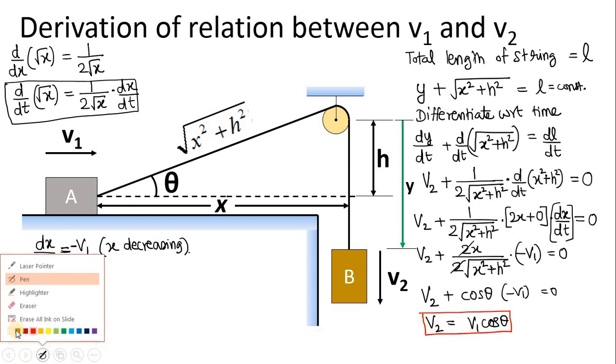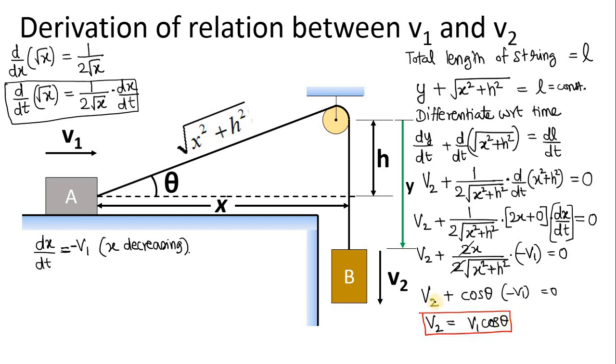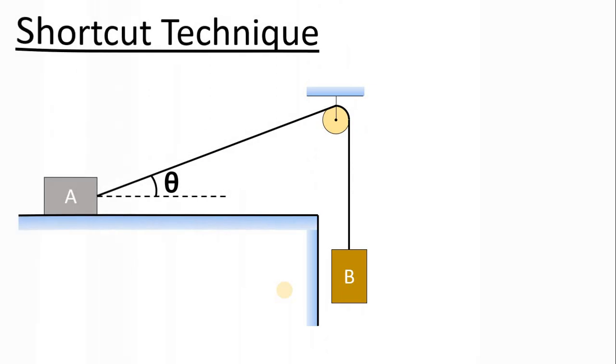It is advised that this formula should be remembered according to this figure. But now I am going to share with you a shortcut technique by which you can easily remember how we can derive the relation between v1 and v2 very quickly without going through this long process of differentiation. See, let us now talk about a shortcut technique. In this shortcut technique, first of all, let us indicate in the figure the velocities of the blocks A and B.